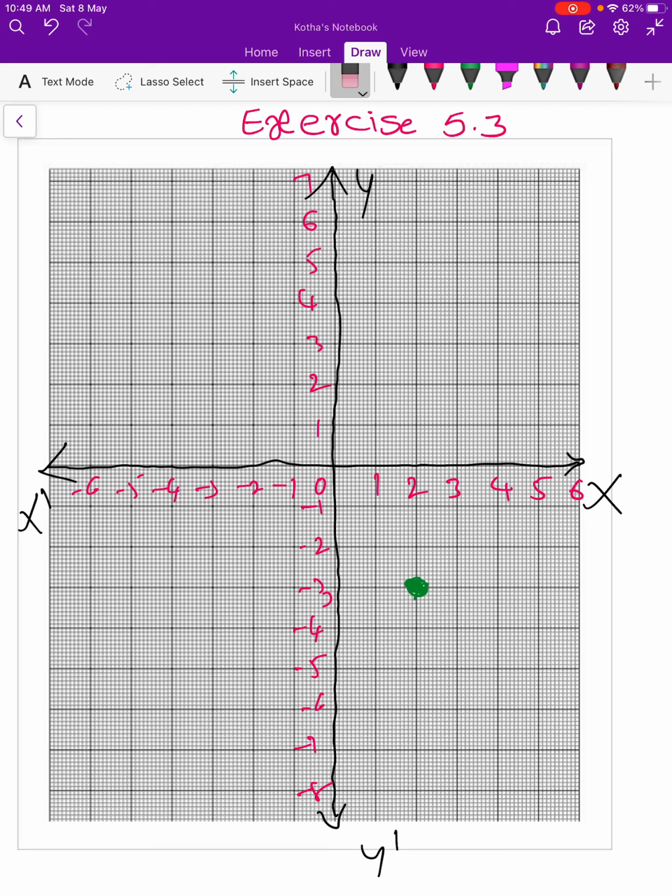Of course, if you want to draw those lines in the exam, you can draw them. If you are not interested, you can completely avoid those lines. Next, the second point we have is 3, -3. On the x-axis 3, on the y-axis -3. Where these two lines touch each other, this point will become 3, -3.